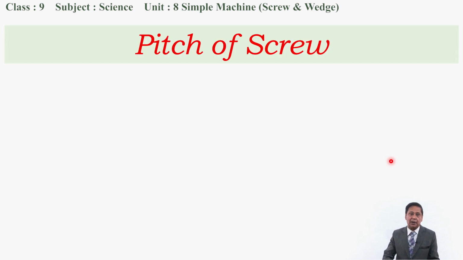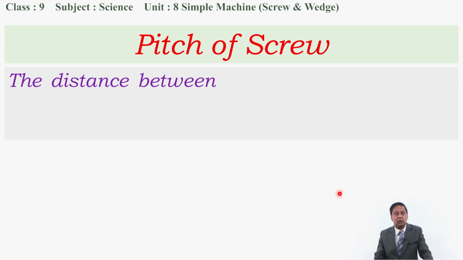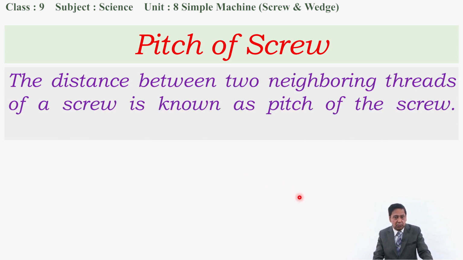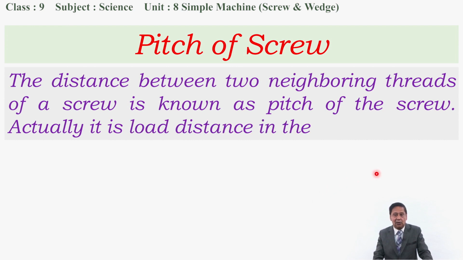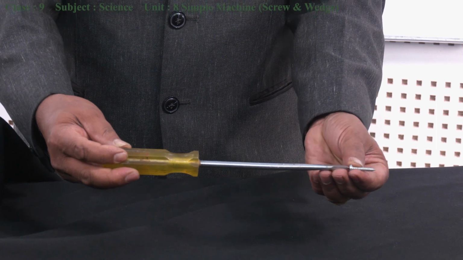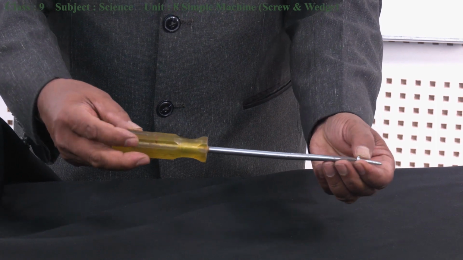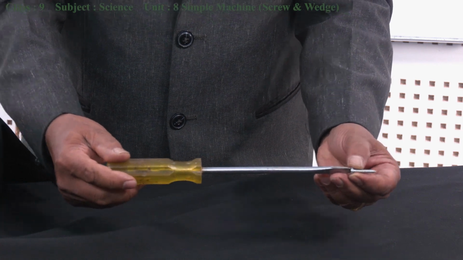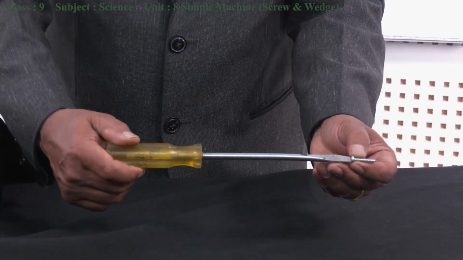So now I want to define pitch of the screw. The distance between two neighboring threads of a screw is known as pitch of the screw. Actually, it is load distance in this screw. Now, how to understand this very nicely, I want to show again with the help of the screw. Look at this screw. This screw can be driven by this screwdriver, and when we rotate this, then screw advances in certain object when we rotate this.